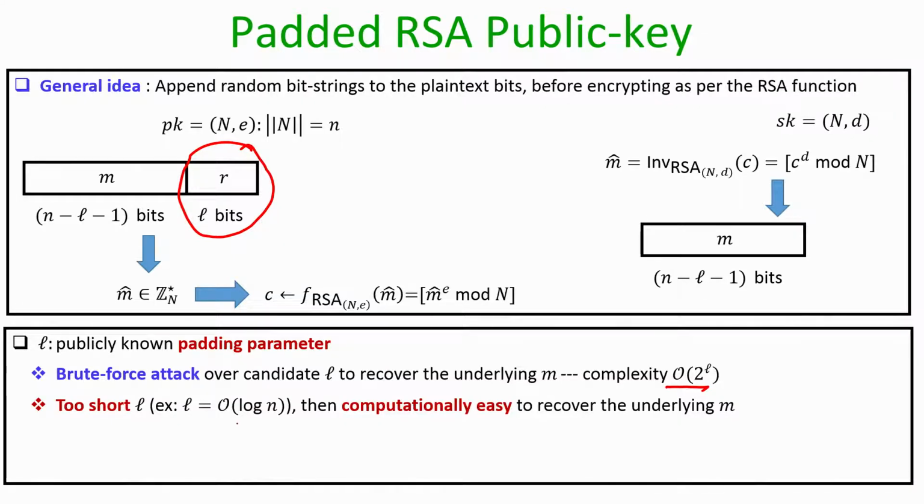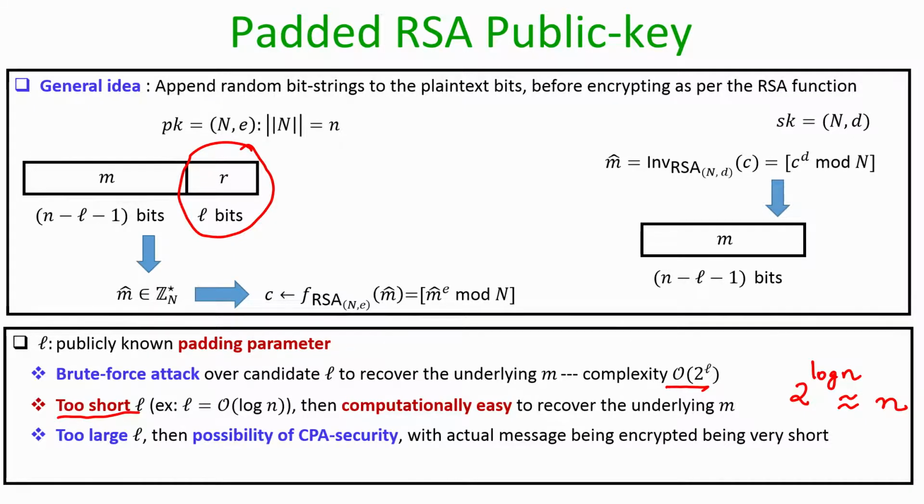For instance, if it is of order log of n, then it is computationally easy to recover the underlying m, because a brute force of order 2 to the power log n is equivalent to a computation of order n, which is polynomial in the security parameter. So, too short a size of l is dangerous.